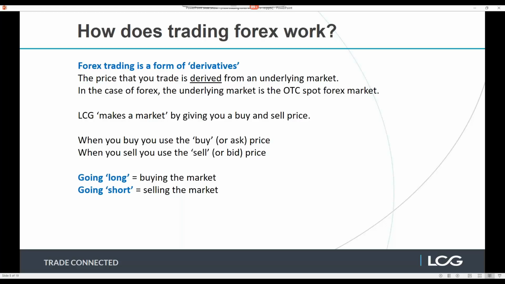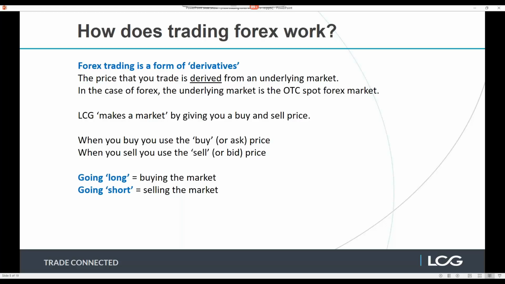The over-the-counter market consists of deals agreed between the top major international banks amongst themselves. Because various deals are taking place between those big players, there's no one centralized price. Now LCG gets its prices from those large institutions and then makes a market by giving you, the client, a buy and a sell price.